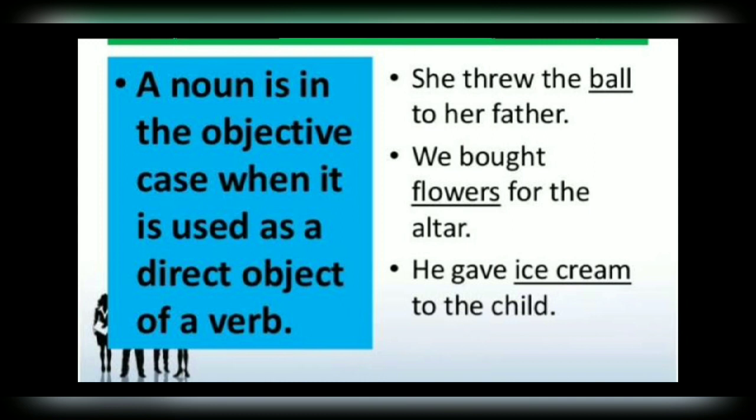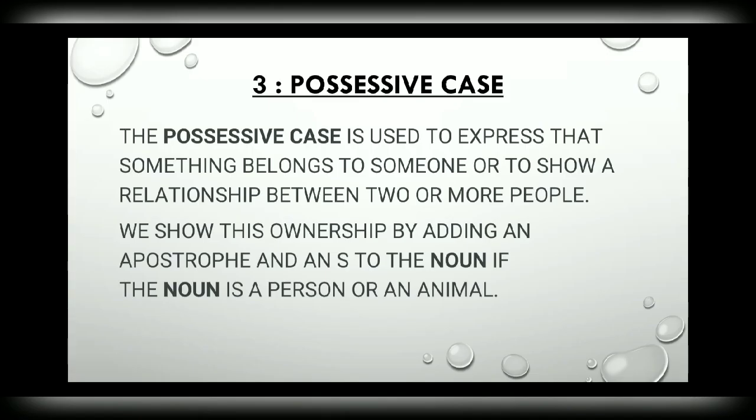A noun is in the objective case when it is used as a direct object of a verb. For example, she threw the ball to her father. He gave ice cream to the child. Write the examples in your notebook.